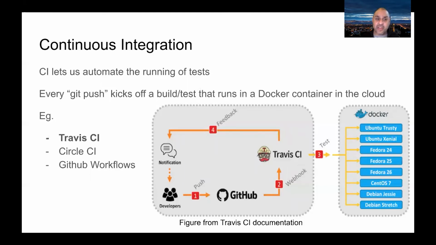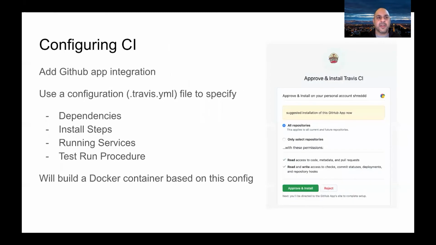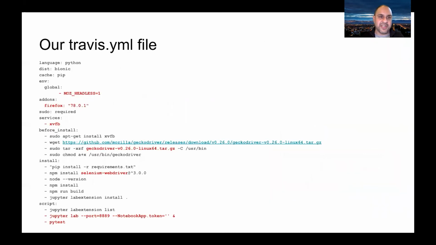So we're going to use Travis CI for our work. You could also do very similar things in Circle CI or the GitHub Workflows framework. In order to configure this, you typically just tell GitHub that you want to add this Travis CI application. You'll add a travis.yml file, which includes things like dependencies and stuff. I'll show you an example in a second. Just doing these two things, adding the app integration and dropping a YAML file, is all you need. And now every single commit will automatically trigger a build of your tests.